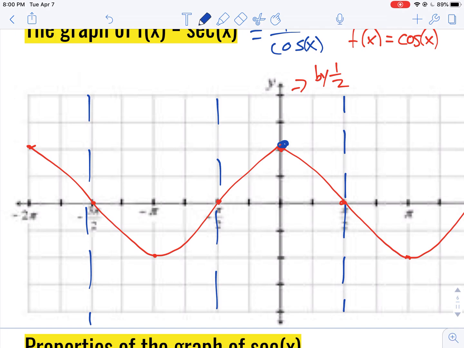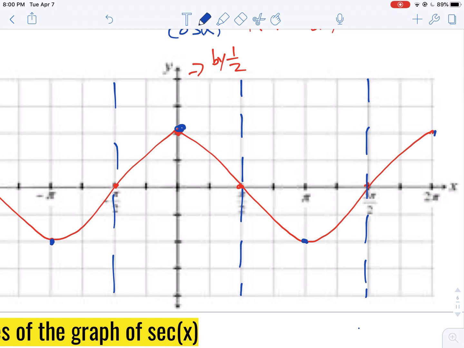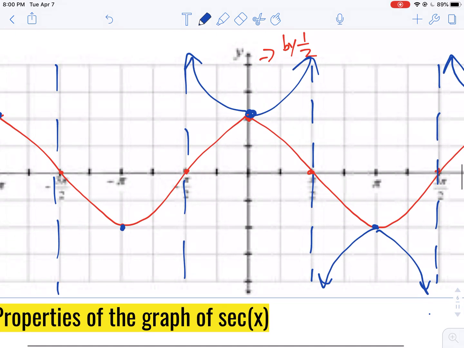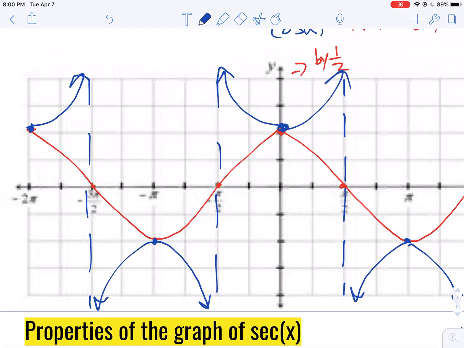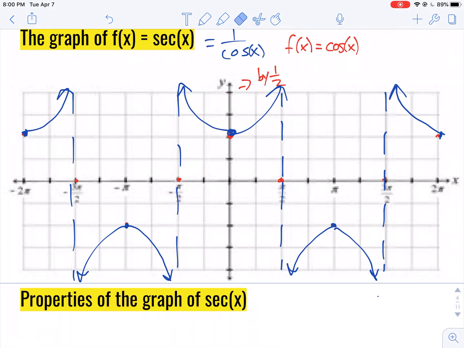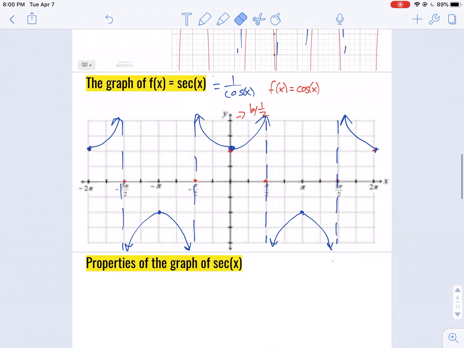Wherever I see a peak or a valley of my function, I'm going to go ahead and put another point over those locations. And then, depending on if I'm looking at a peak or a valley, I'm going to make that point either the maximum or the minimum of my parabola, and then draw that parabola towards the vertical asymptotes following asymptotic behavior. And then I can go through and erase my cosine function. And there you have it. This is actually what the graph of the secant of x looks like.